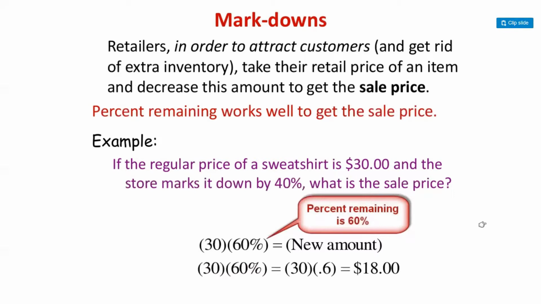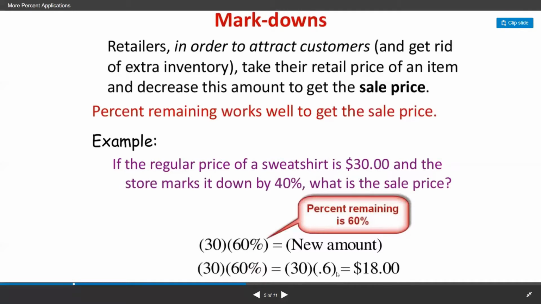The original is 30 times 60%. The percent remaining is 60%, and that's going to give us the new amount. 60% is 0.6. 30 times 0.6 is $18. So the sale price is $18.